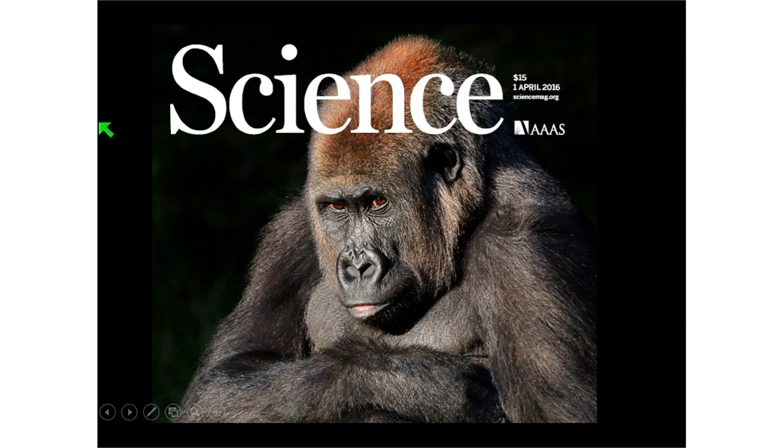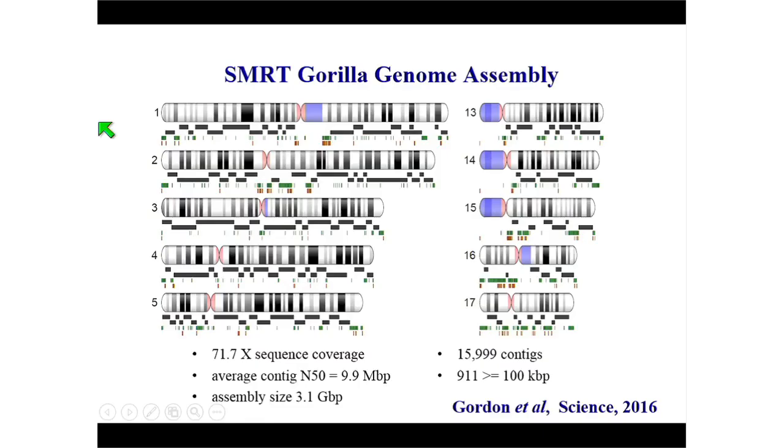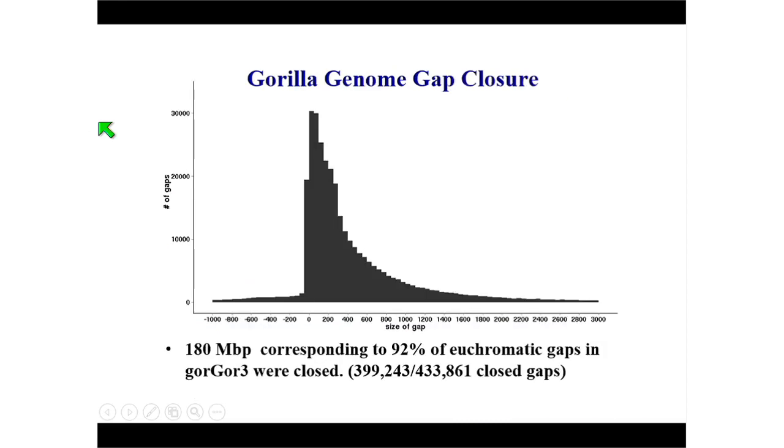So we've been going back and trying to now systematically resequence or to build new assemblies of the non-human primates. This is our first attempt. This is a gorilla genome assembly. Similar statistics as what you've seen before, 71-fold sequence coverage, N50, so kind of the average size of the contig is about 10 megabases. And importantly, we are closing most of the gaps of the genomes.